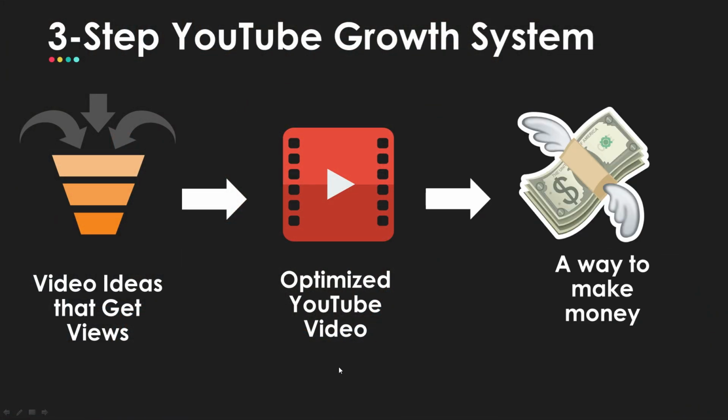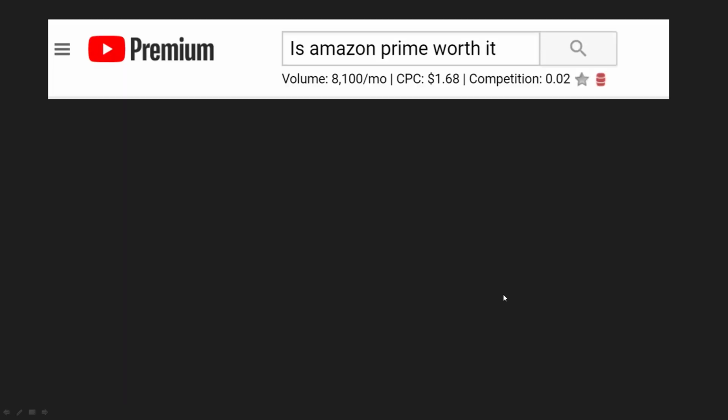And so then you need a way to make money. If we're gonna do this, this is the 3-step system for getting massive views and making money on YouTube. If you've got these first two steps going, then you need a way to make money. So I wanna break down a couple examples of how this could work. So number one, you could use YouTube as a search engine. We know it's a search engine, and using a tool called Keywords Everywhere, this search term, is Amazon Prime worth it, gets 8,100 searches per month.